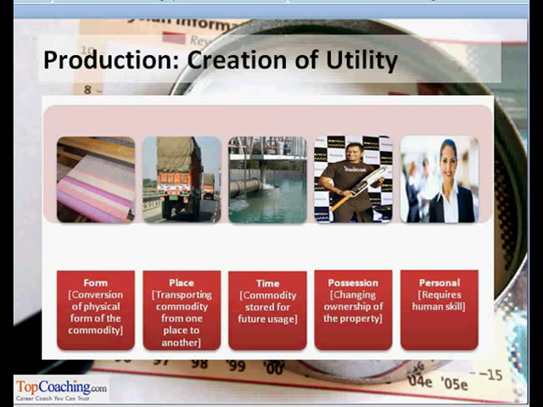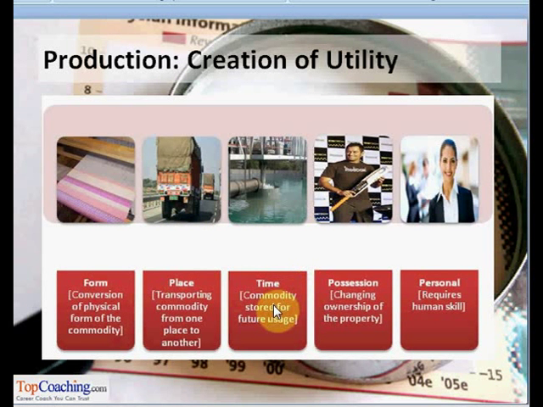There are various types of utilities which have their own method of creation. The first type of utility is form. Its creation involves conversion of the physical form of the commodity. Its example is conversion of cotton to clothes. The second type of utility is place. Its creation involves transporting the commodity from one place to another. For example, transportation of wheat from Punjab, where it is grown, to other parts of the country.